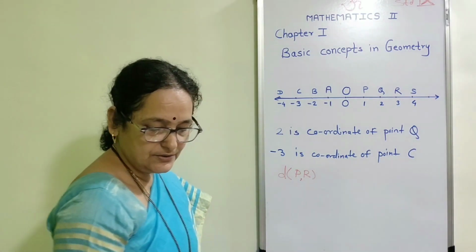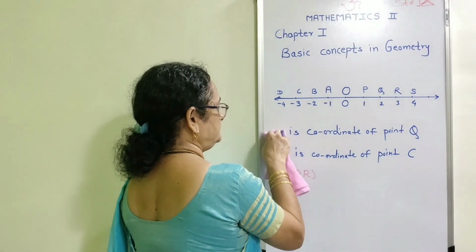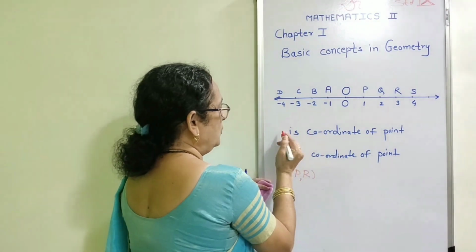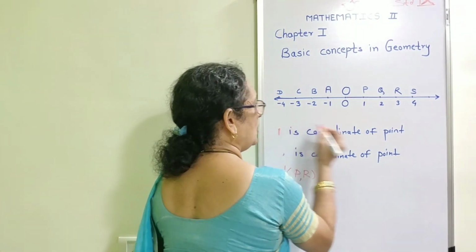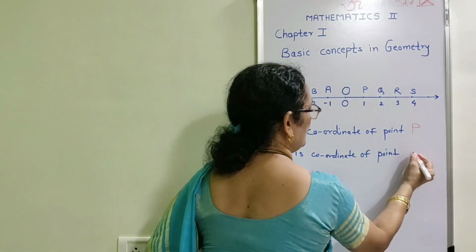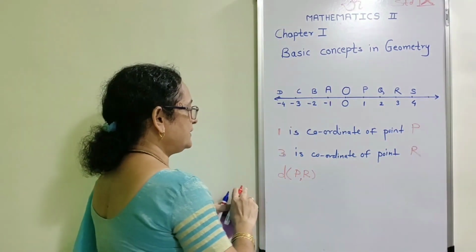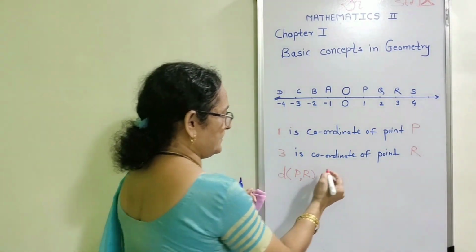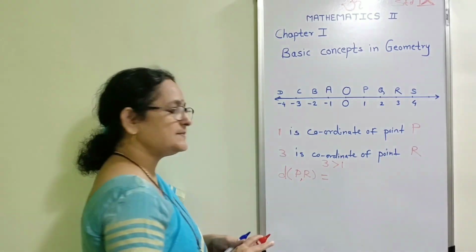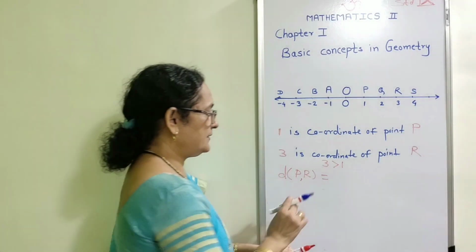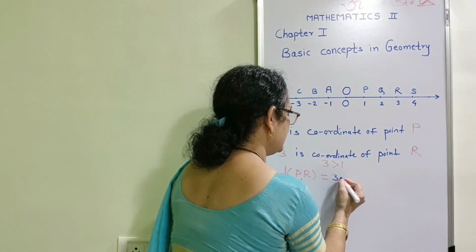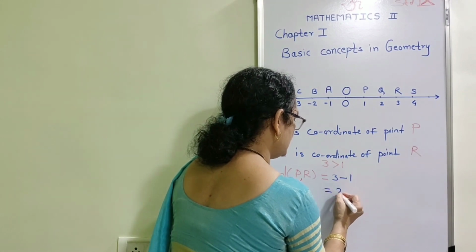First of all, the coordinate of point P is 1 and 3 is the coordinate of point R. Then determine which coordinate is greater. Here 3 is greater than 1. Now to find the distance between any 2 points, you take the difference: the greater coordinate minus the smaller coordinate. That means 3 minus 1, that is equal to 2.